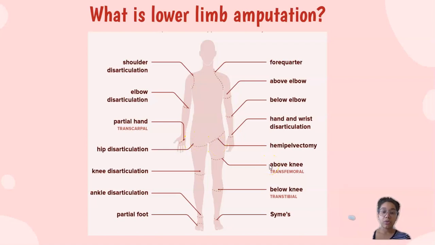There's transfemoral, which is removal of the leg above the knee. Knee disarticulation is removal of the limb at the knee joint. Transtibial is removal below the knee. Ankle disarticulation is removal of the foot at the ankle. Symes is removal at the midfoot. And then there's digit amputation, which is removal of a toe or several toes.